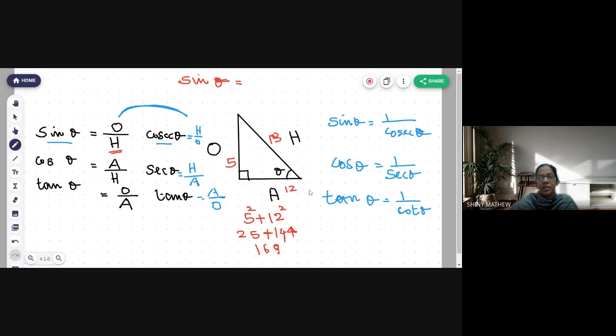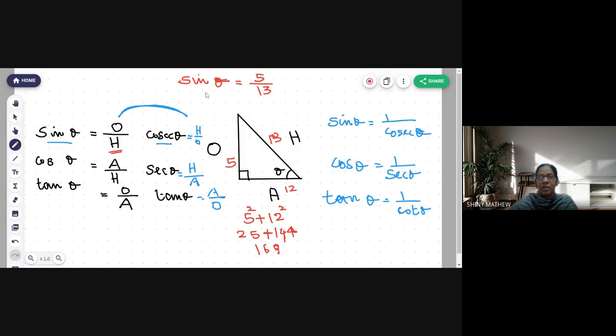Then when two sides are given, from there we can find the third side. So by getting these three sides we can write any of the trigonometric ratios: sine theta, cos theta, tan theta, anything. Here sine theta is 5 divided by 13. Then tan theta is 5 by 12. That way we can find any of the ratios.